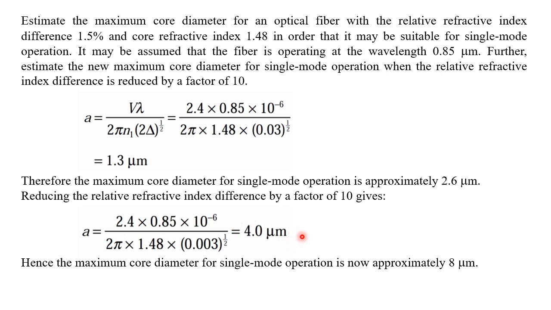As you can see, the relative index difference plays a very important role in the design of fiber, because it is very difficult to fabricate a fiber with such a tiny core. So instead of using such an index difference, we can use a smaller index difference to get a little bit higher core diameter so that we can fabricate the fiber easily.